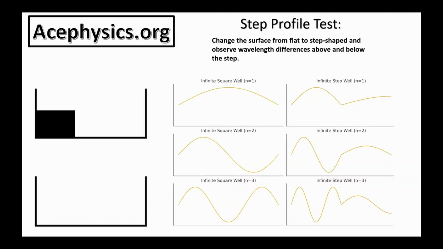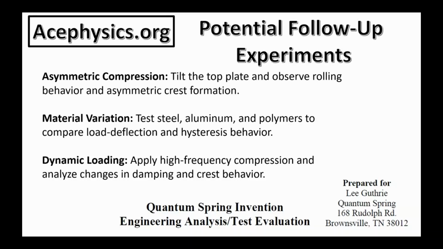A project on macroscopic quantum jumps could be a fantastic science fair research project. As an example of one advanced variation you could make to this experiment, you could change the surface from flat to step shape and observe the wavelength difference above and below the step. Here are a few other potential follow-up experiments that can be performed.